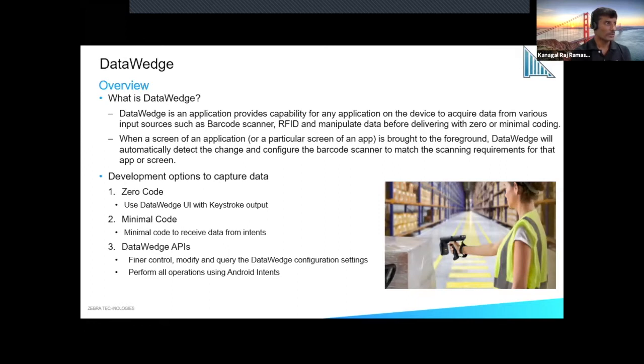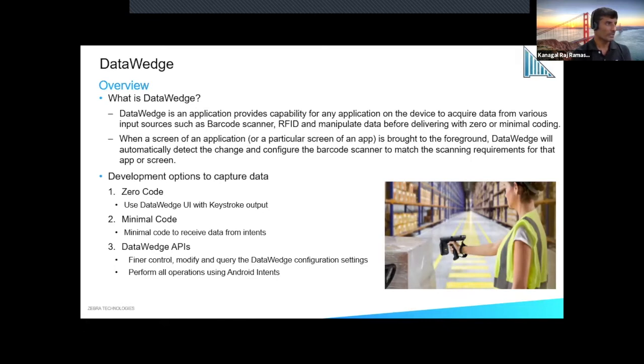Data wedge also provides the capability to detect the application. For example, when a screen of an application is brought to the foreground, the data wedge will automatically detect the change and configure the barcode scanner to match the application's requirement for that app or the screen. If you have multiple screens in your application, you can tell it, when screen one comes up, I want to have these configurations. When you go to screen two, you want to have a different set of configurations. All those things you can achieve without even writing any code in your application.